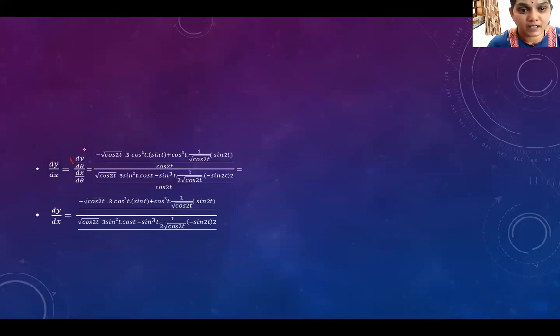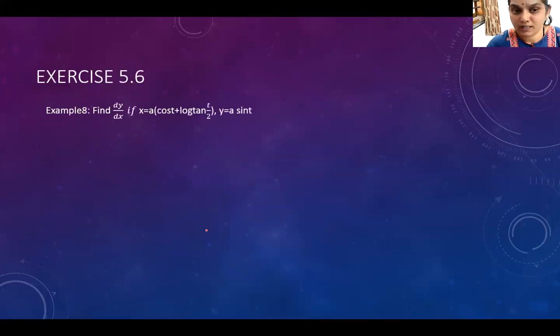In the last step, we have to find out dy by dx. So I write dy by dx is the ratio of dy by dt to dx upon dt. We'll substitute the values, cos t gets cancelled. We have this as the final step of our answer. Now, I hope you will solve this example.